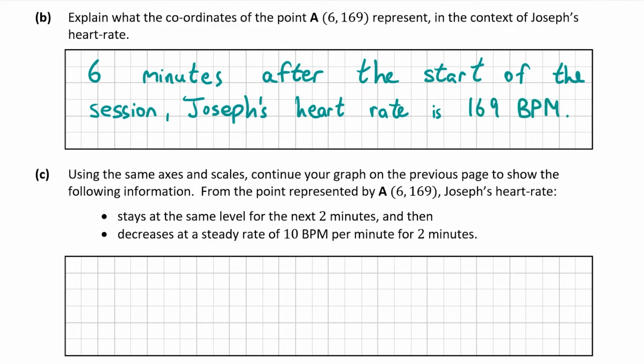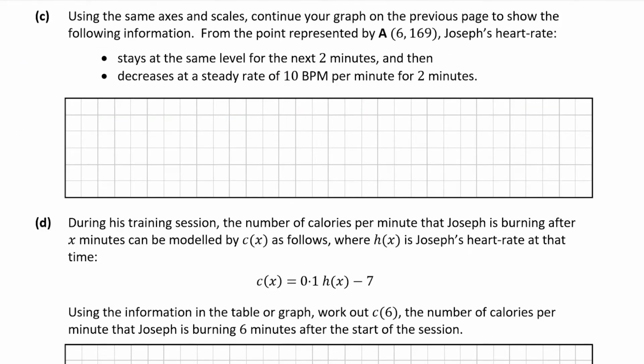And that's my answer for part B, which is worth 5 marks. Now let's have a look at part C. So with part C, we're asked to continue the graph that we did before, and from point A, we have to continue on, staying the same level for the next 2 minutes, and then decreasing at a steady rate of 10 beats per minute for the next 2 minutes.